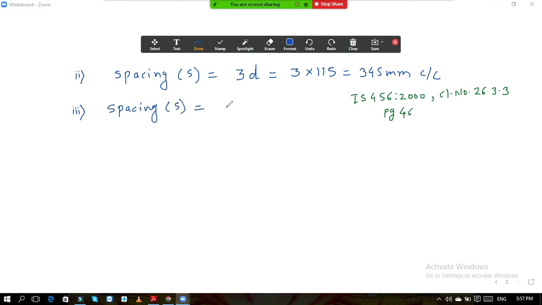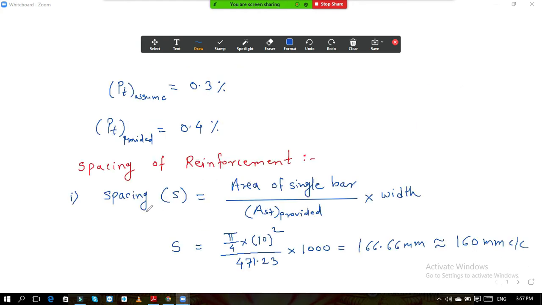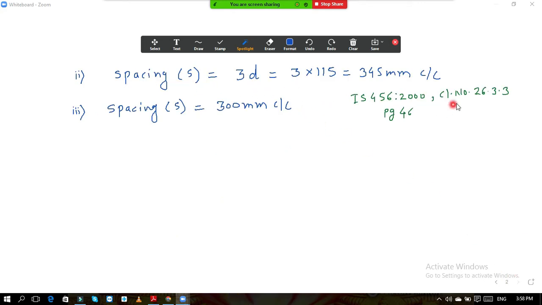center to center. Now choose the minimum value of these three spacings. First, we found the spacing by using the regular formula, and we got that spacing as 160 mm. Second, according to clause 26.3.3, page number 46, to calculate the spacing of the slab, it is 3d and 300 mm. So it is 345 and 300. The minimum value out of these three is 160 mm.